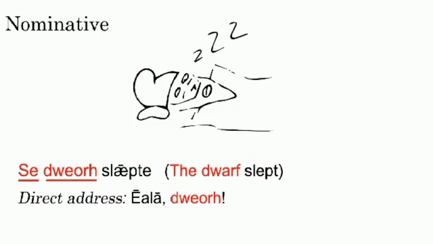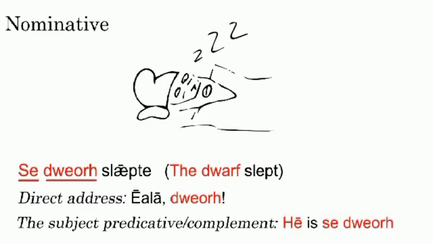The nominative case was also used to mark the subject predicative, or the complement. That is, the complement of an intensive verb or a copular verb, such as to be. In the sentence "he is se dwerg," "he" is nominative because it is the subject, and "se dwerg" is nominative because it is the subject complement.